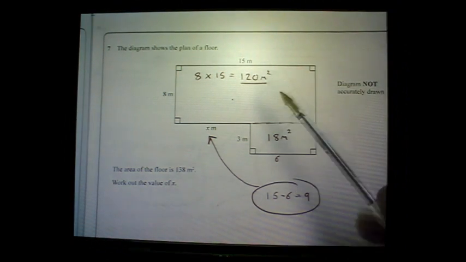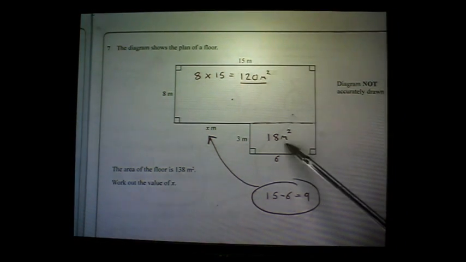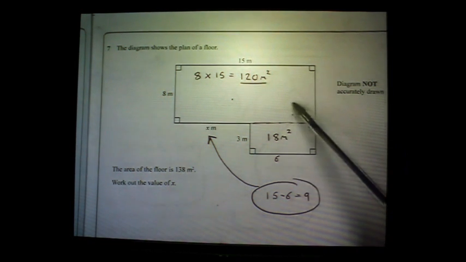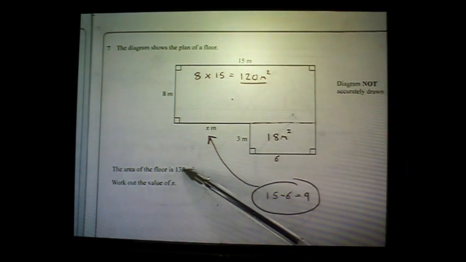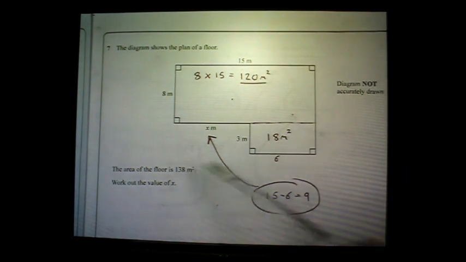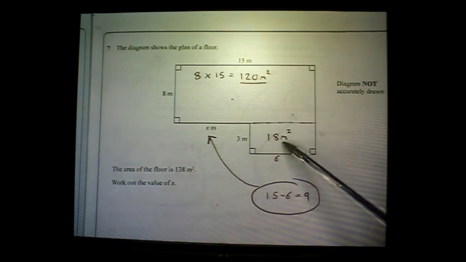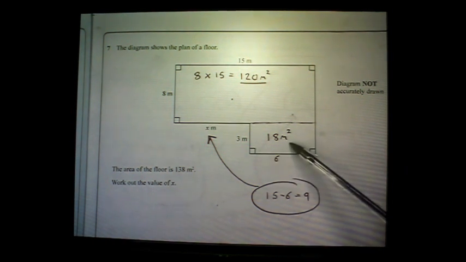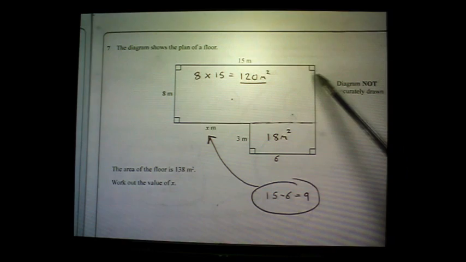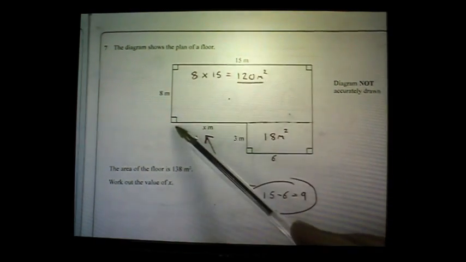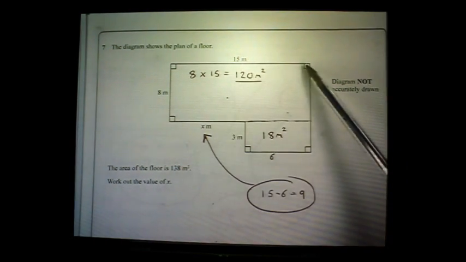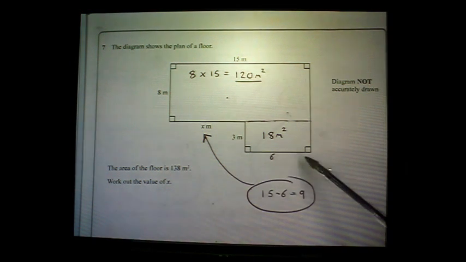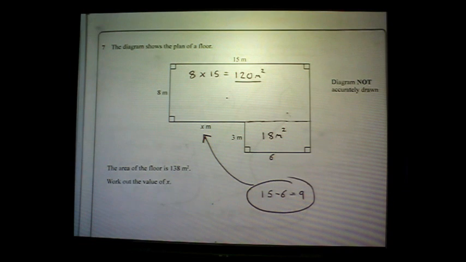And if that's 120 metres squared, I know that this has got to be 18 metres squared, because in total it has to add up to 138 metres squared. So that's 18 metres squared. 3 times what is 18? So that's got to be 6. So 3 times 6 is 18. So that's 6, and the whole length is 15. Well, you can work this bit out here by doing 15, take away that 6, will give you what's left here, and it's 9. So the answer is 9 centimetres.